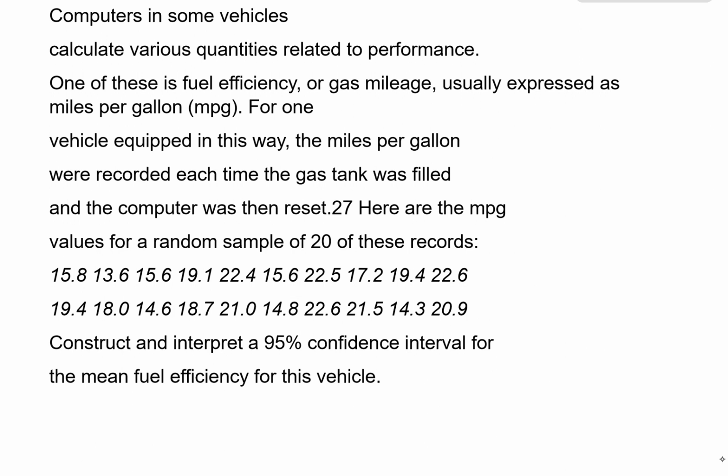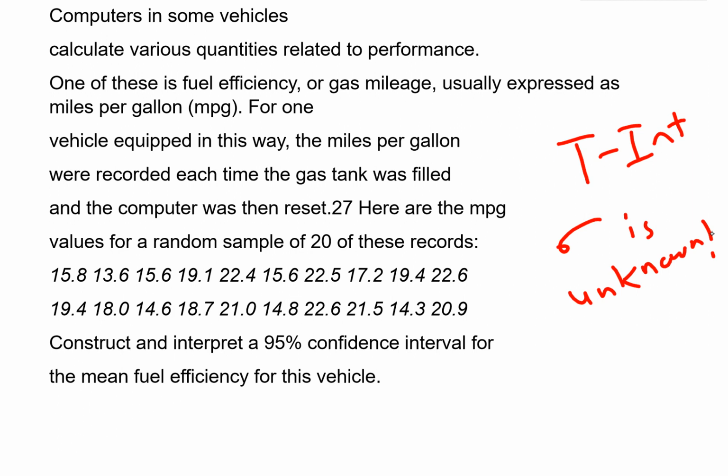Today we're going to discuss something called a one-sample T interval. That's important today, that we're going to be talking about something called a T interval, and that's because sigma is unknown. We do not know the population standard deviation in this question.